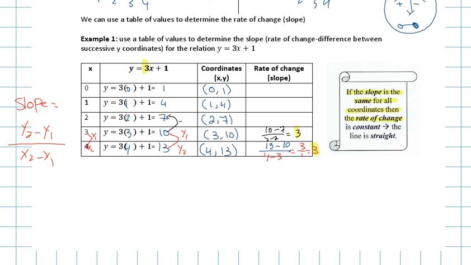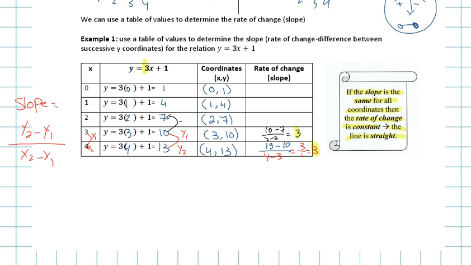I already know that this is a straight line and that's why I'm expecting them to all be 3. But this is the rule, right? It's a rule that says if you do this rate of change for all of them, and it's constant, if it's the same value every single time, then it's a straight line.